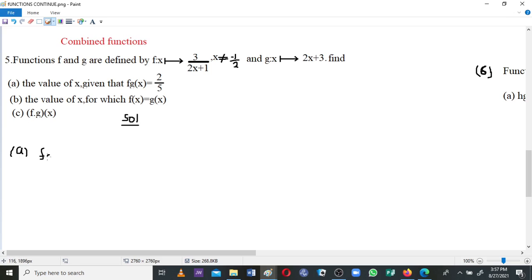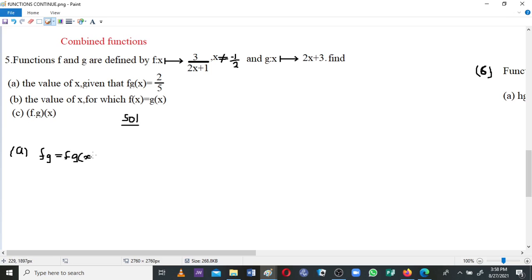Now here you need to understand what fg means. fg is the same as f of g of x when we are looking at composite functions. Now under combined functions, it is denoted as fg. So this means we are going to substitute the function g into f. This can also be denoted as f g x.